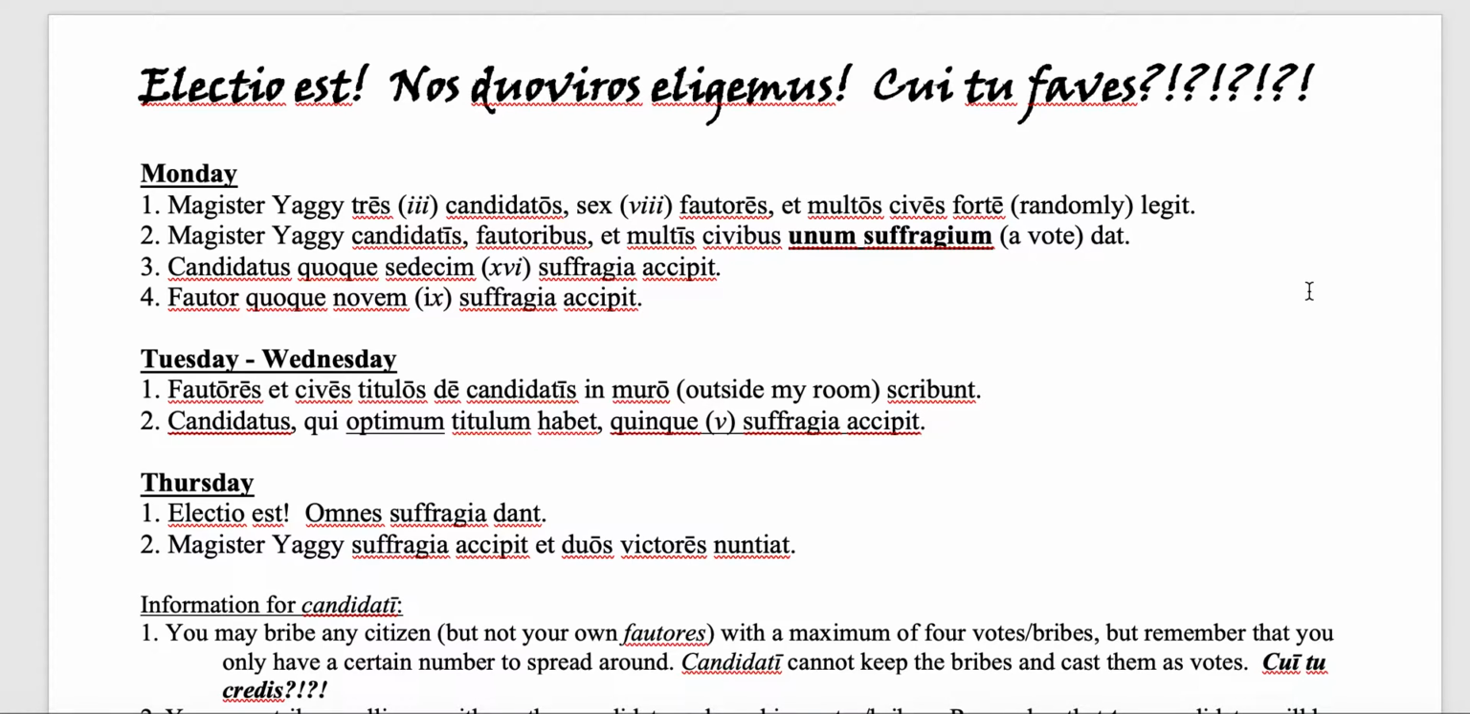Hello, everybody. I've been asked to discuss the election activity that I do in the 11th chapter, or the 11th stage, of the Cambridge Latin course.